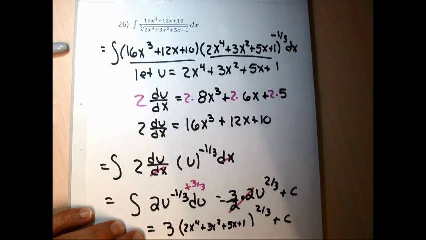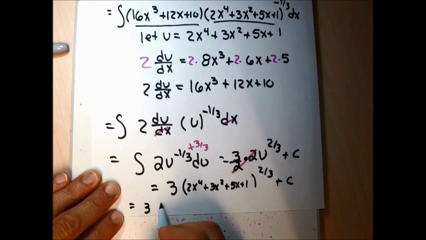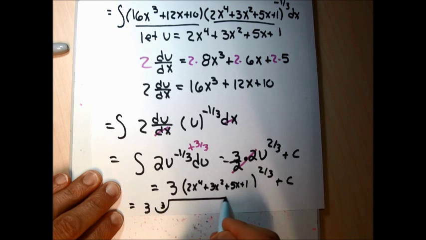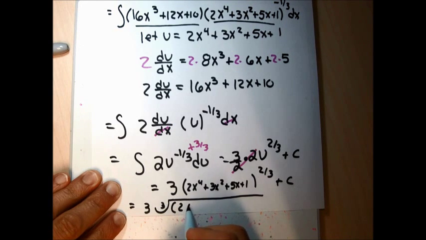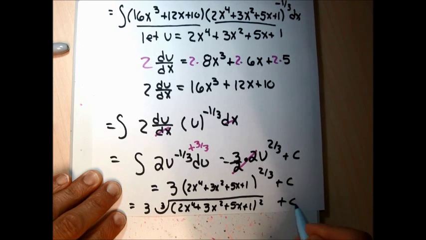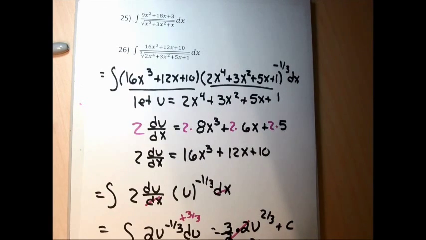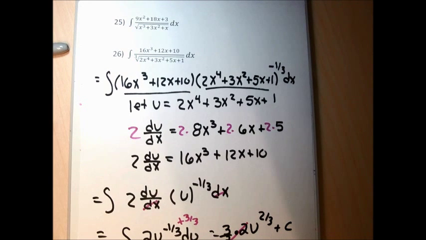The original problem was written with a radical. My answer should be written with a radical then. So this is going to be 3 times the cube root of 2x to the 4th plus 3x squared plus 5x plus 1 all squared plus c. That's my best answer. I probably wouldn't take points off on the test if you forgot to put a radical and left a fraction exponent, but I prefer it. So give 25 a go.